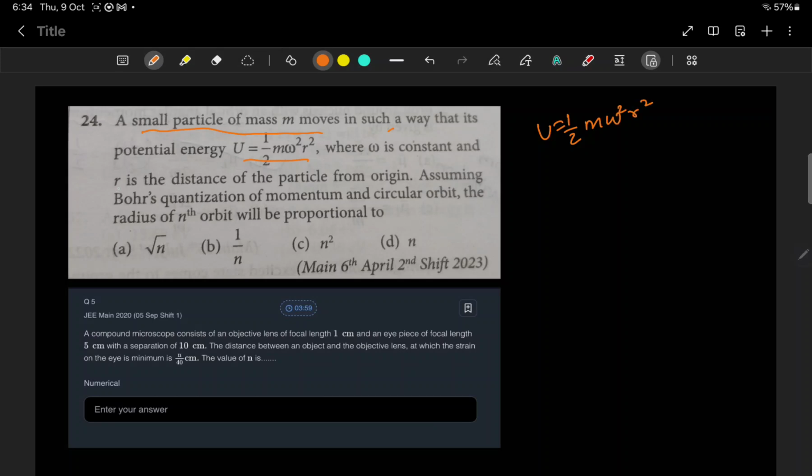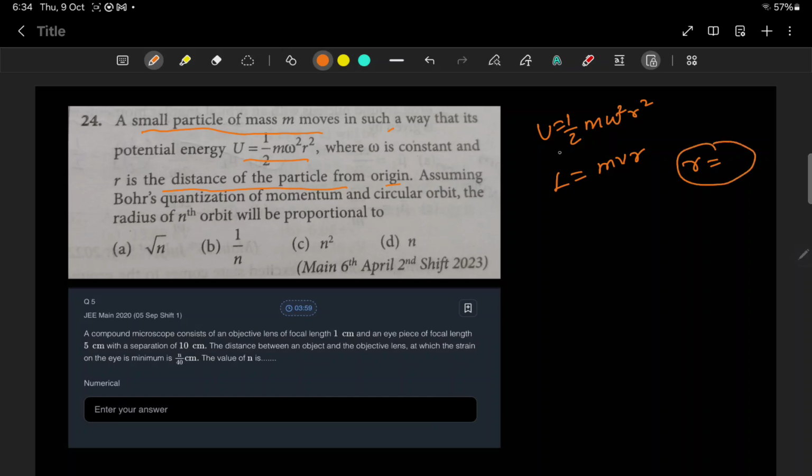Now, what else is given is that, if r is the distance of the particle from the origin, assuming Bohr quantization of momentum and circular orbit, so Bohr's quantization condition is what? L, which is equal to mvr. And then the radius of the circular orbit will be proportional to what? This is what we have to find.